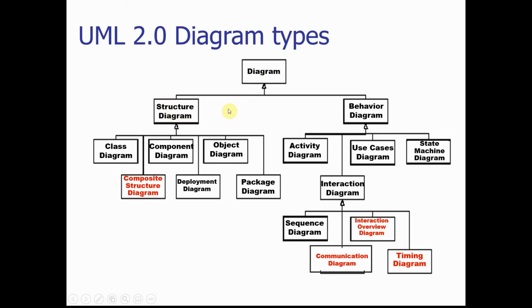There are two major types. The structure diagrams talk about the static structure of the software system: class diagram, composite structure diagram, component, object, deployment diagram, and package diagram. And there's another aspect of diagrams that answers the behavior. We call it the dynamic behavior of the software system: the activity diagram, use case diagram, state machine, and the interaction diagrams, including the sequence, interaction overview, communication, and timing diagram, in which the diagrams in red are new in UML 2.